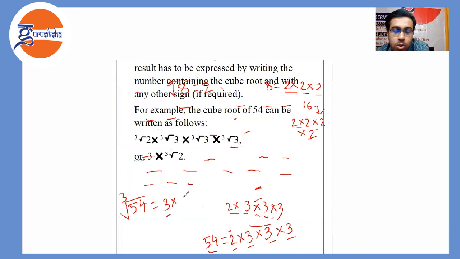But 2 here has occurred only once. We can't find the cube root of 2 here, so we have to keep 2 as it is. We give the cube root sign, a square root with a 3 at the top left corner, and write 2 there as it is. So the cube root of 54 will be 3 into the cube root of 2. That's the cube root of 54.